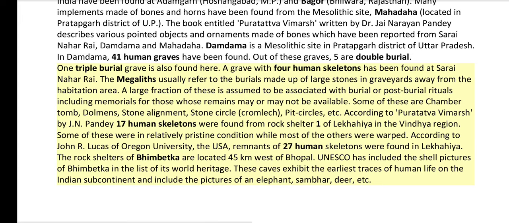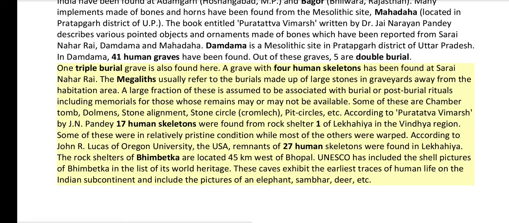Some of these are chamber tomb, dolmens, stone alignment, stone circle, cromlech, pit circles, etc. According to Puratattva Vimarsh, by J. N. Pandey, 17 human skeletons were found from rock shelter 1 of Lake Hahia in the Vindhya region. Some of these were in relatively pristine condition while most of the others were warped. According to John R. Lucas of Oregon University, the USA, remnants of 27 human skeletons were found in Lake Hahia.